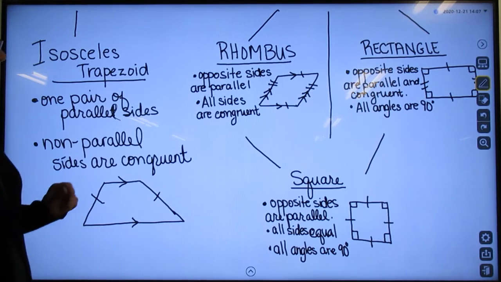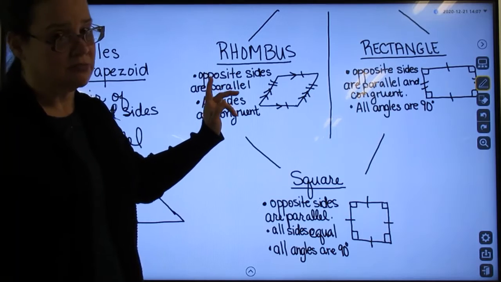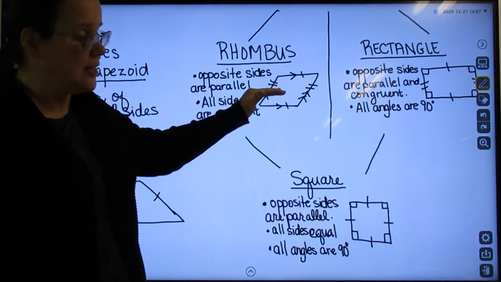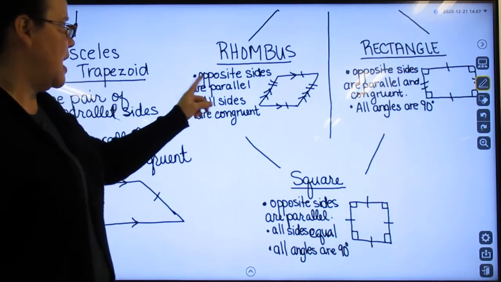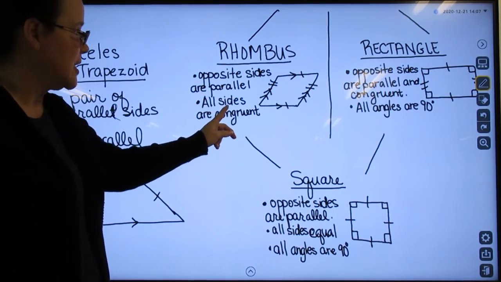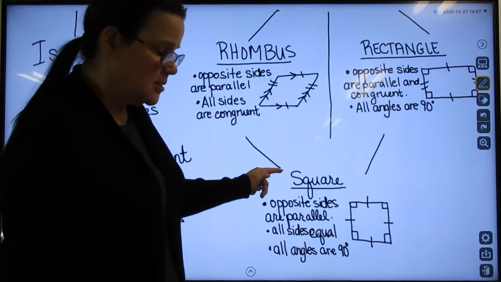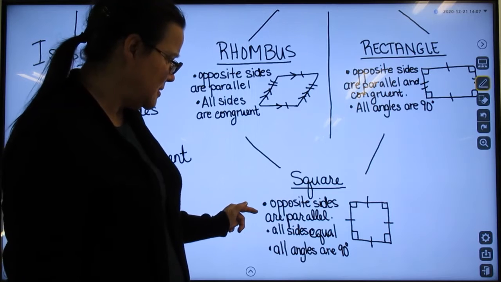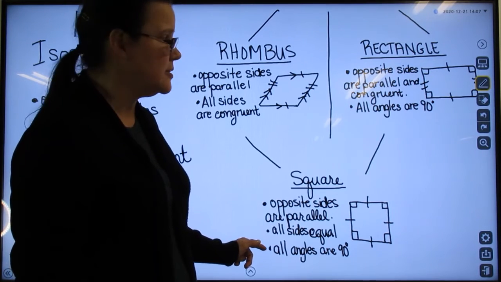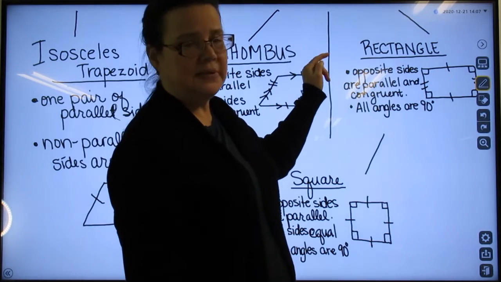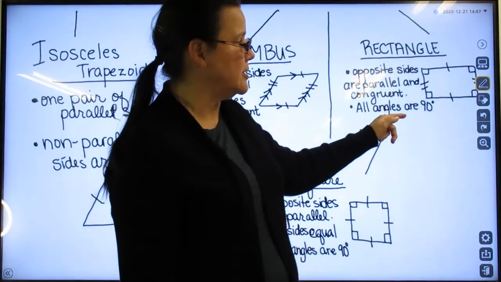This is the one that they usually refer to. The rhombus is a drunk square, not a drunk rectangle. A rhombus is that drunk square. It's a square and then it leans to the side. Opposite sides are parallel. All sides are congruent. A square: opposite sides are parallel, all sides are equal, all angles are 90 degrees. Rectangle: opposite sides are parallel and congruent, all angles are 90 degrees.